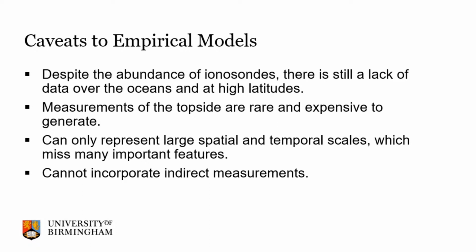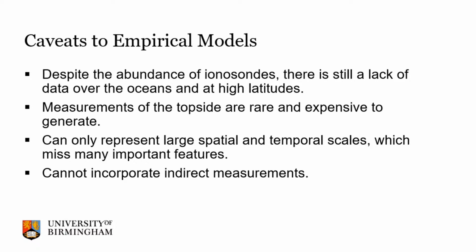So as I mentioned, despite the abundance of ionosondes, there's still a lack of data over oceans at high latitudes, which is a considerable problem, and we're limited in terms of spatial and temporal scales by the original data sets that we had. On top of that, despite having incoherent scatter radars and the topside sounders, the topside sounder missions ended in the late 70s, and incoherent scatter radars are very few across the Earth's surface. So there are very few observations of the topside ionosphere to use in these models. On top of that, these empirical models are incapable of incorporating indirect measurements.